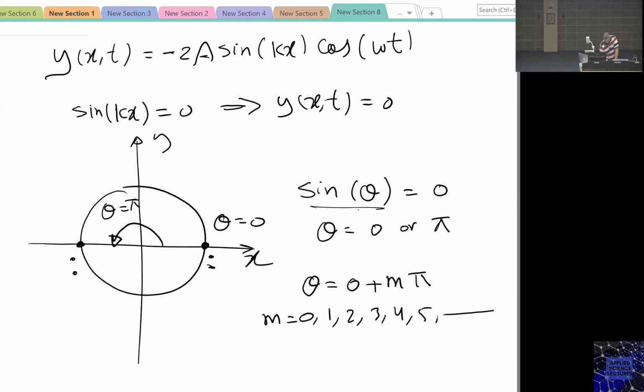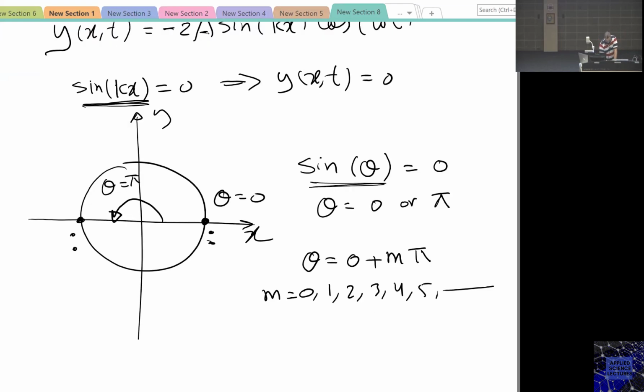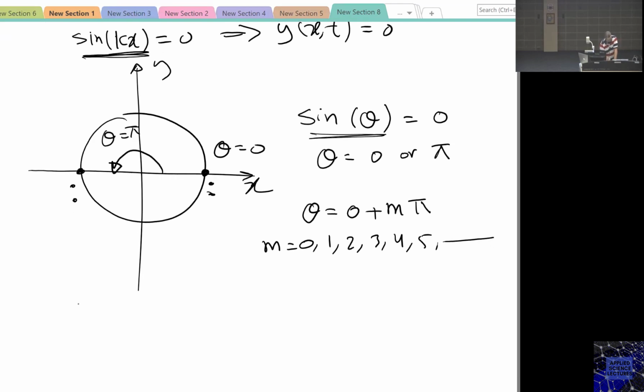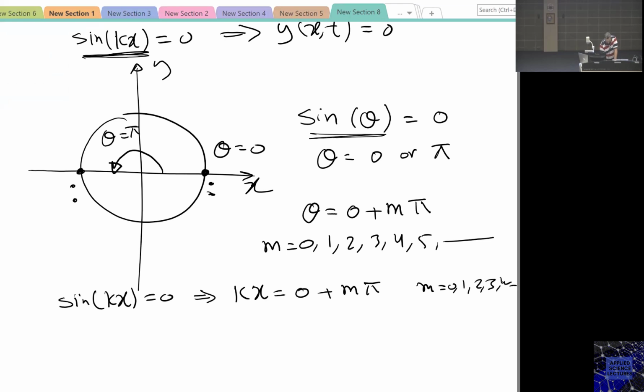If I am here looking at sine theta, and my function is sine kx, this means the kx is the theta. Kx is the phase. Okay, so now I can write the following. I can write that the sine Kx is 0 when Kx equals 0 plus m pi such that m is 0, 1, 2, 3, 4, and so on.